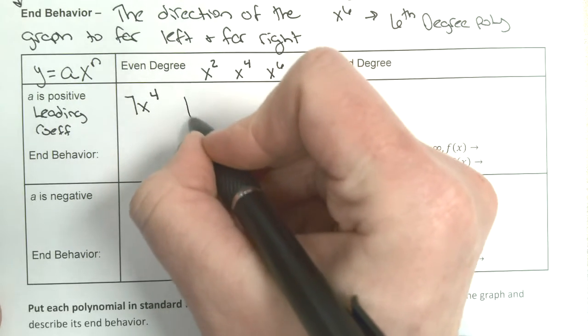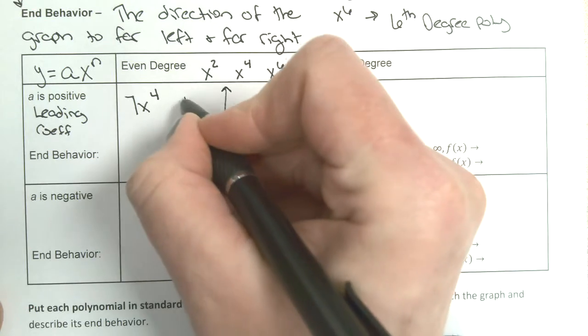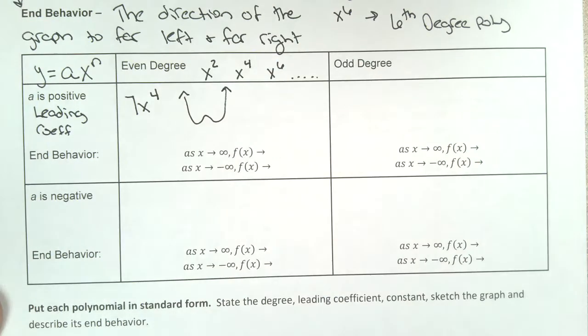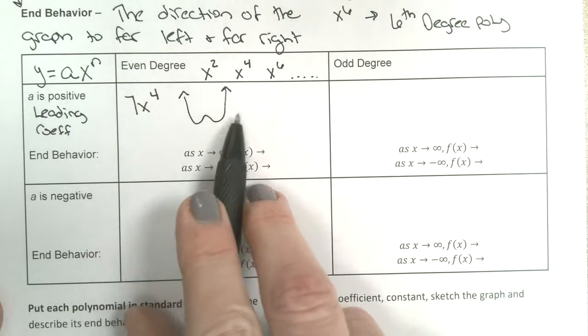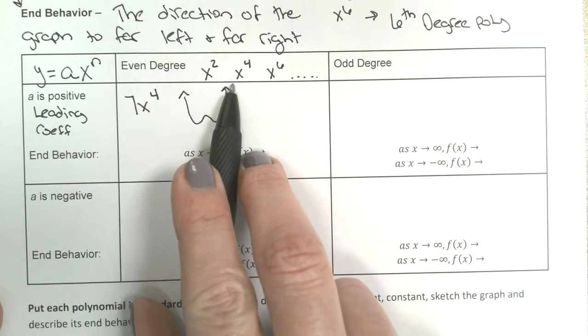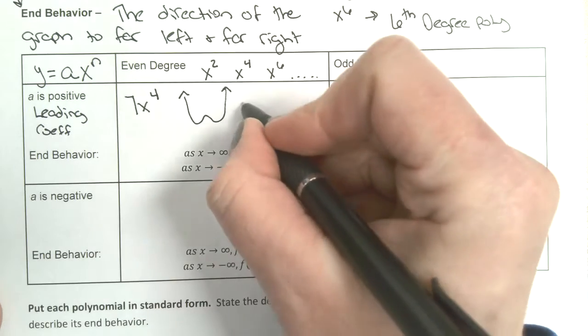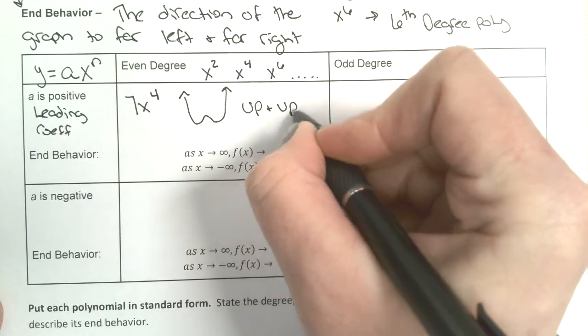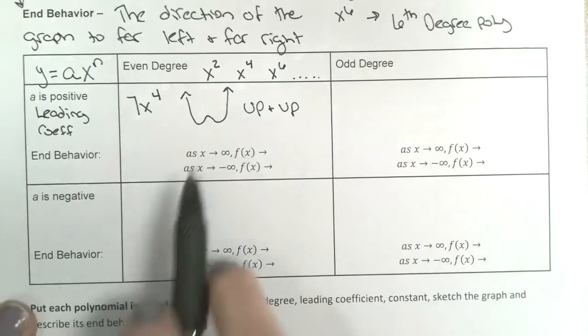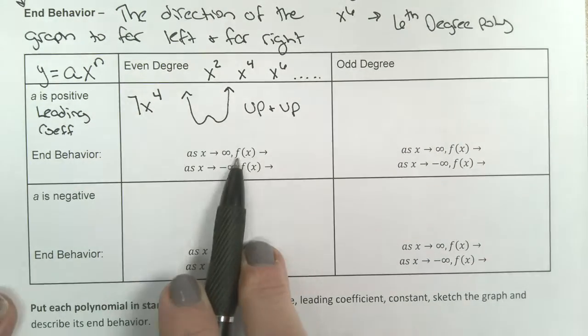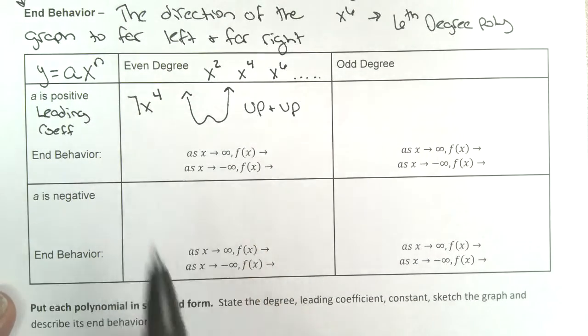The graph will probably look something like this. It goes up to the far left and up to the far right. That is its end behavior. I say it goes up and up. The textbook will probably write it like this.